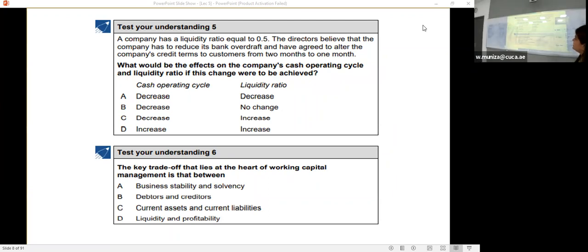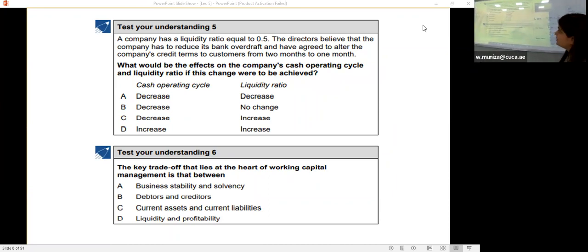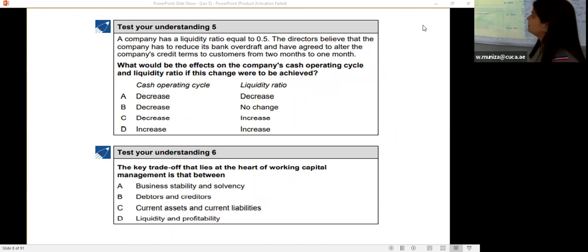Now understanding number 5. What would be the effects on the company's cash operating cycle and liquidity ratios if this change were to be achieved? A company has a liquidity ratio equal to 0.5. The directors believe that the company has to reduce its bank overdraft and have agreed to alter the company's credit terms to customers from 2 months to 1 month. What could be the effect of this on the cash operating cycle? Is it going to increase or decrease?